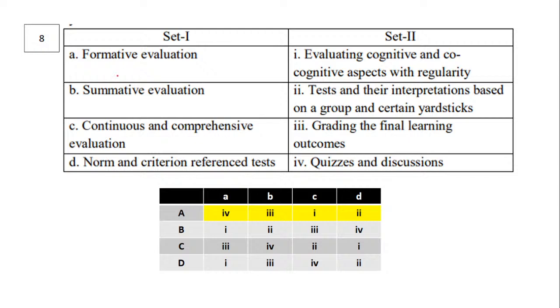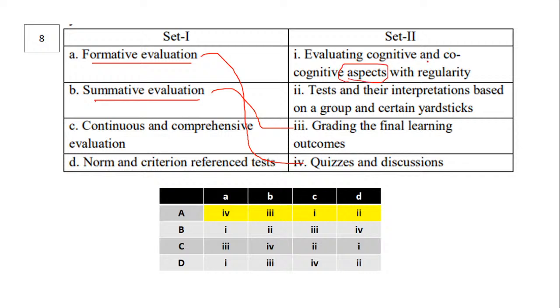Formative evaluation, which is done on a continuous basis, can be conducted with the help of quizzes and discussion. Summative evaluation, as I said, is done on a grading basis, that is final grading. Continuous and comprehensive evaluation is evaluating the cognitive and co-cognitive aspects, meaning every aspect.